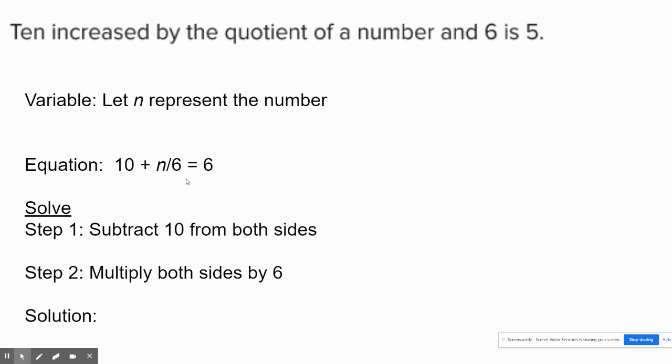And you know what? I might go back and actually type this in. You won't see it, but I might do that. Anyway, sorry. So you multiply both sides by 6, and the solution is negative 24. Negative 24, because you need 10 plus negative 4 to get to 6. And the way to do that is negative 24 divided by 6.